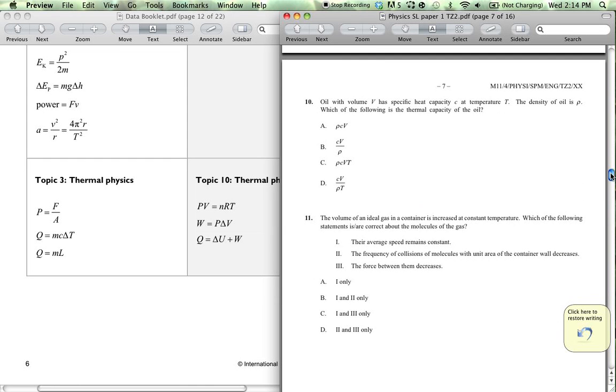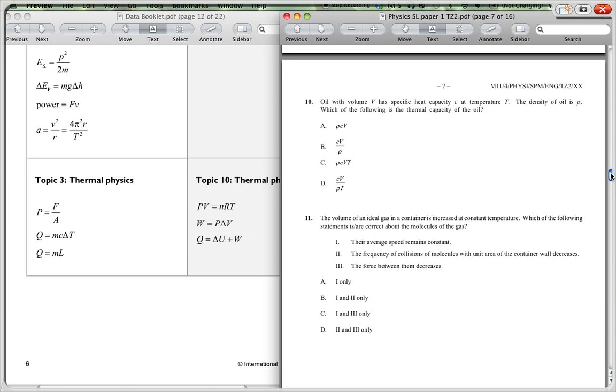For question 10, oil with volume V has specific heat capacity of c at a temperature T. The density of the oil is ρ. Which of the following is the thermal capacity of the oil? Now remember, thermal capacity basically is given by this formula. It's big C change in temperature. It's the amount of energy required to change the temperature of an object.